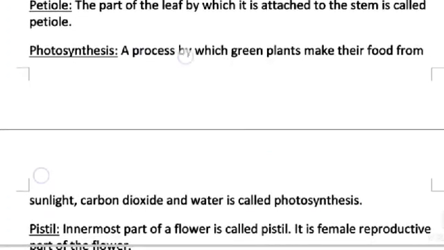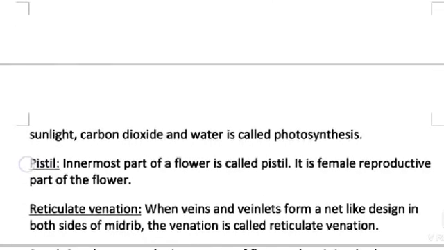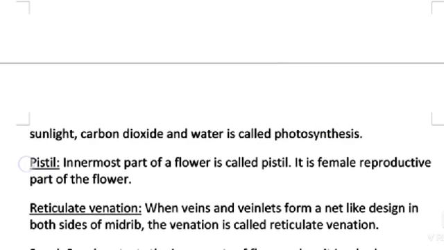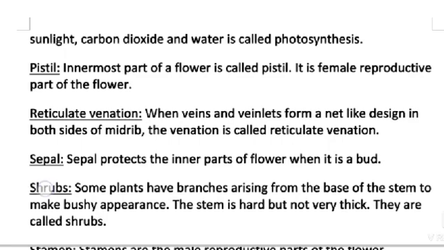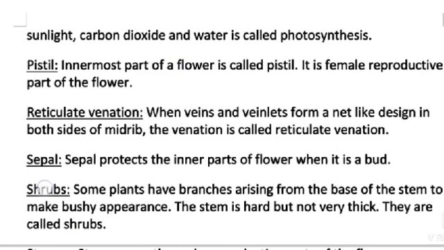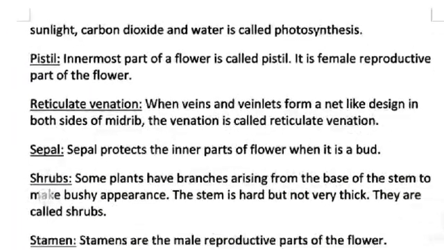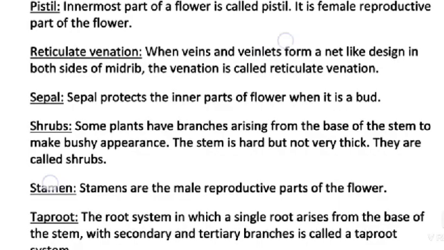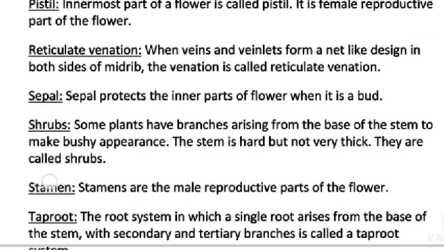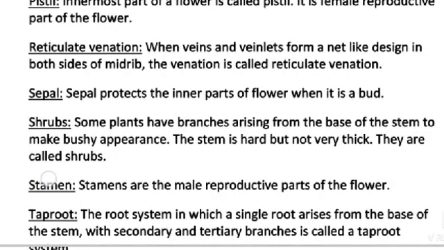Photosynthesis, a process by which green plants make their food from sunlight, carbon dioxide, and water, is called photosynthesis. Pistil, the innermost part of a flower, is called pistil. It is the female reproductive part of the flower. Reticulate venation, when the veinlets form a net-like design on both sides of the midrib, the venation is called reticulate venation.